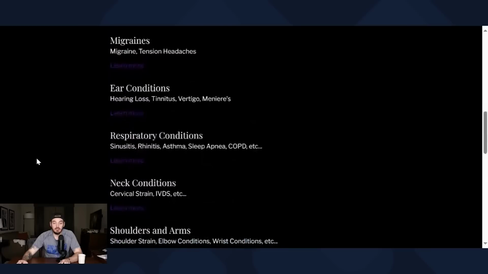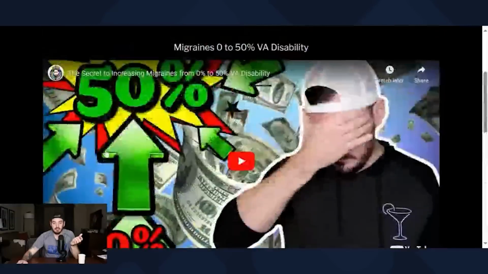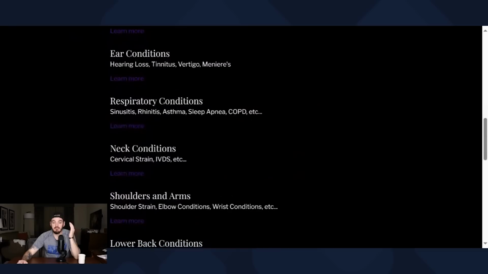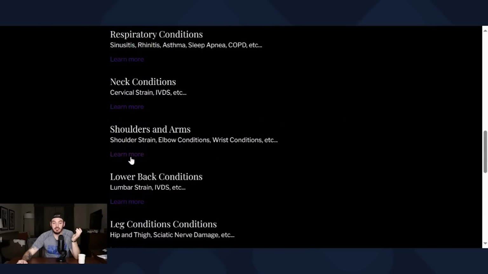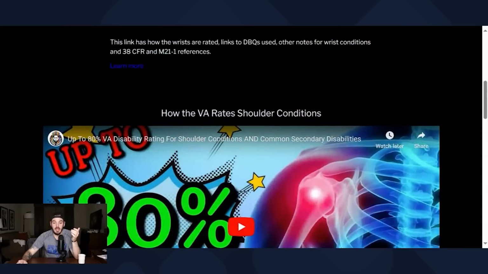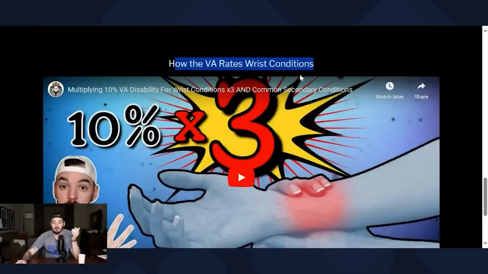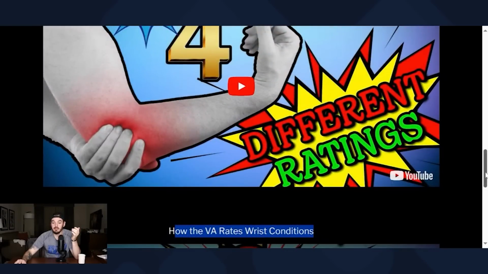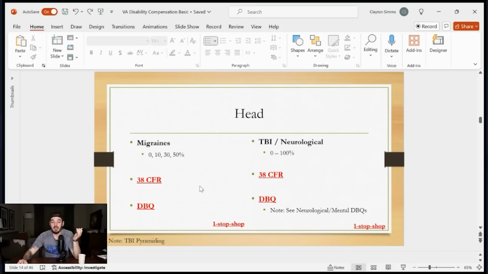sections of your body. So for instance, I'll show you migraines. Here we go. Okay, you'll see some information on migraines there. If you are that visual learner, here's ear conditions. And then the last one I'll show you is shoulders and arms. Okay, talks about how the VA rates shoulder conditions, elbows and forearms, and then the wrist. And we have that for all of these body systems that we are about to go over. So that's mental health, and that is how this section is laid out. I'm not going to do that for all of these slides, but it's the same exact way to click on the link. Here's migraines rated from 0 to 50.